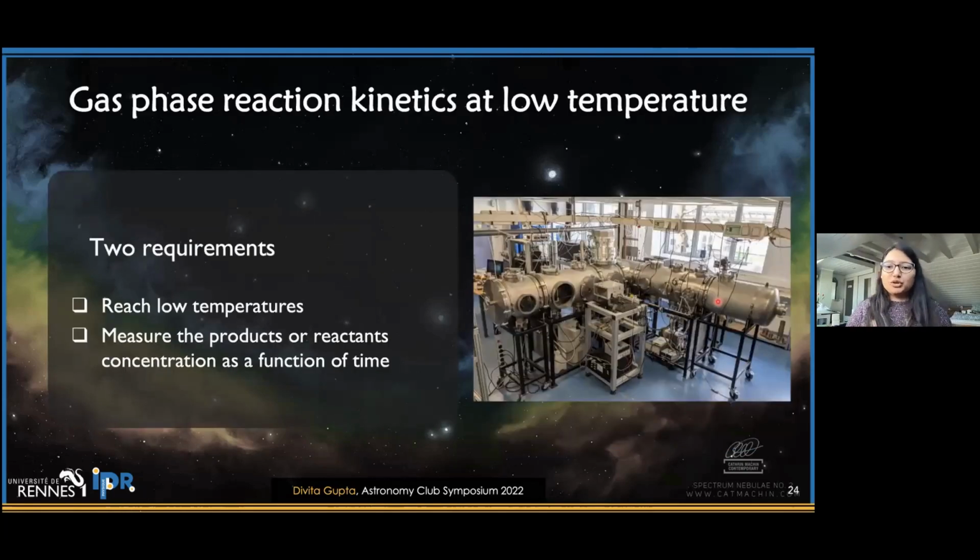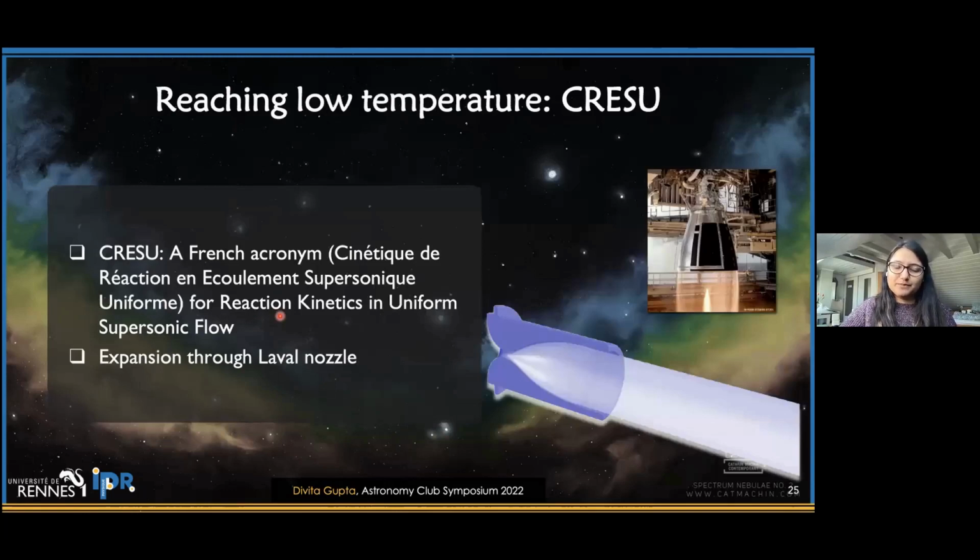So that is what we aim to do. We wanted to measure the kinetics of these reactions at low temperatures. And two of the main requirements you can already see: the first aim is to go to these low temperatures. The second aim is to measure the products or the reactants as a function of time, which is what will give you the kinetics, okay? So let's focus on the first part, that is reaching the low temperatures.